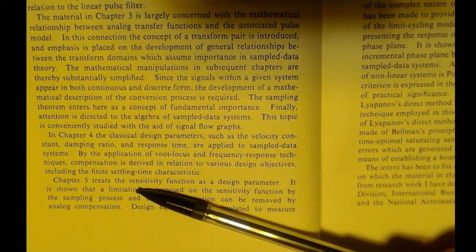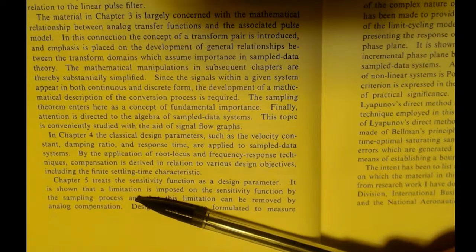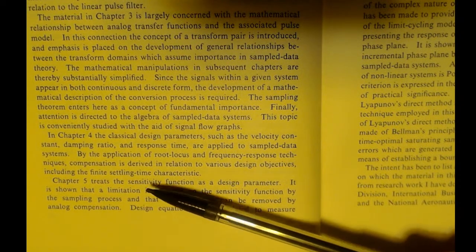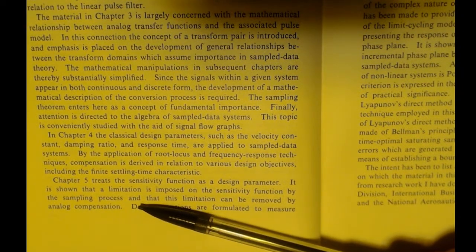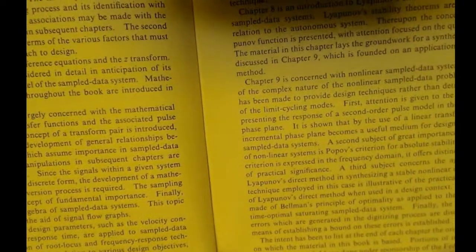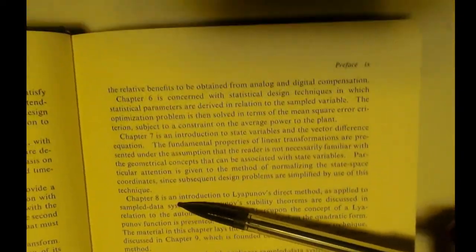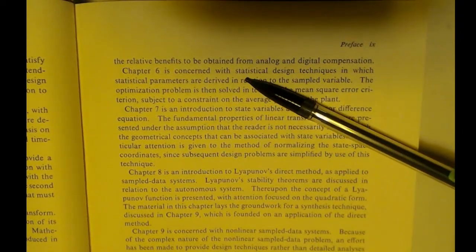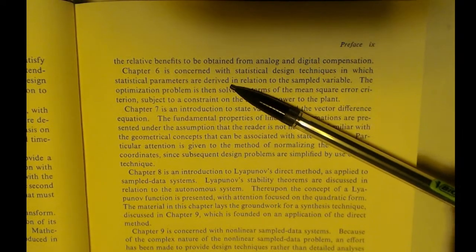Chapter 5 treats the sensitivity function as a design parameter. It is shown that a limitation is imposed on the sensitivity function. I don't actually know what the sensitivity function is. This limitation can be removed by analog compensation. Design equations are formulated to measure the relative benefits to be obtained from analog and digital compensation.